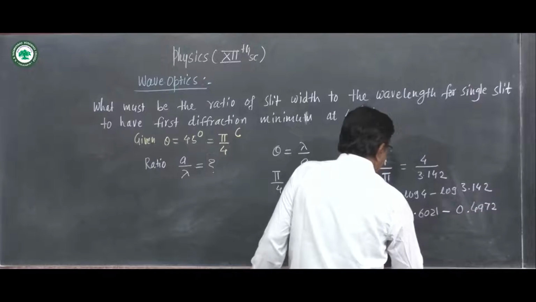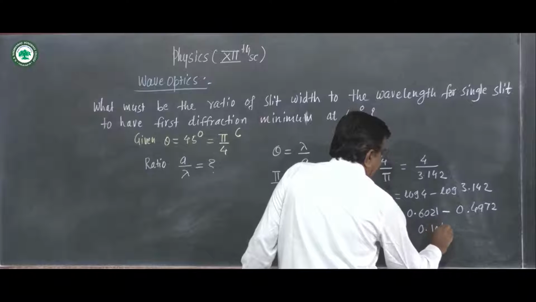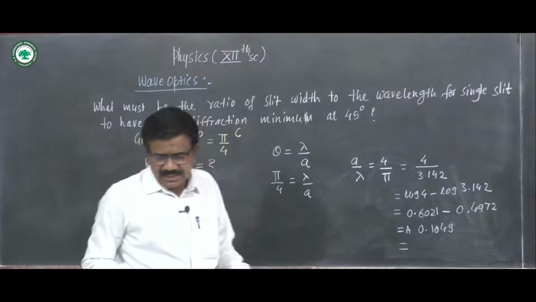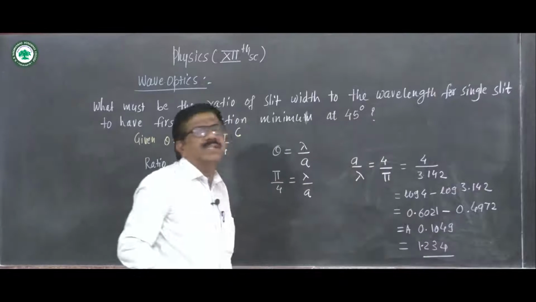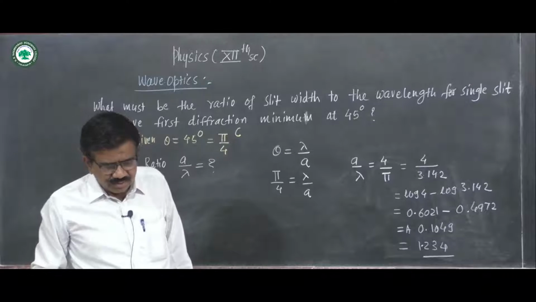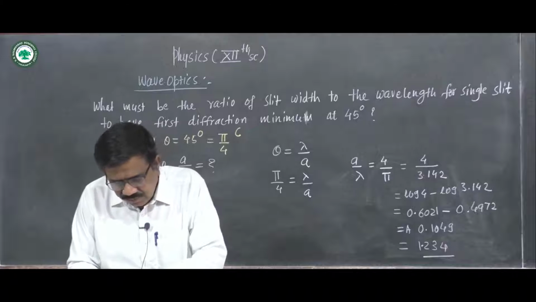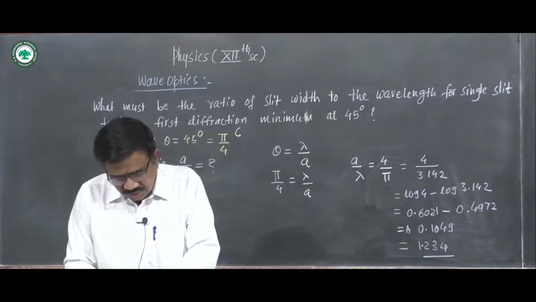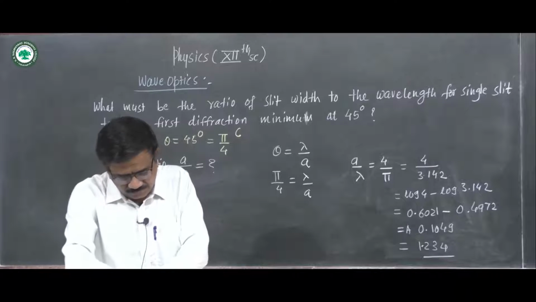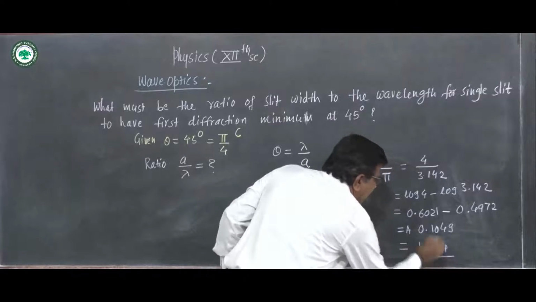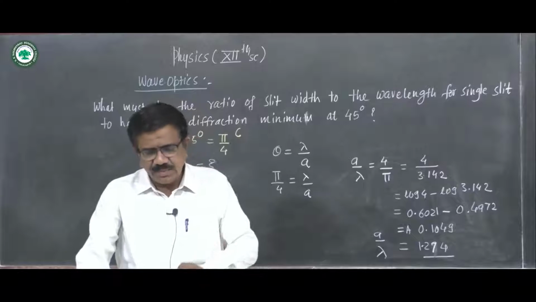Subtraction of these two is 0.1049, and we have to find antilog of this. Looking up the antilog table, 1049 gives 1271 plus 3, 1274. This is 1274. So this ratio a by lambda is 1.274. Very simple numerical this is.